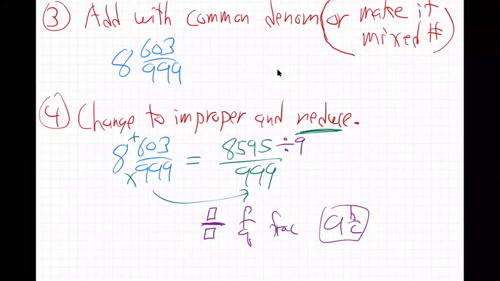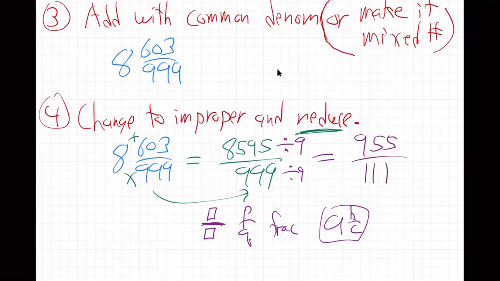So how do you do this? You can just divide top and bottom by 9. And we'll get it. So it's going to be 955 over 111. And that's as reduced as it gets.